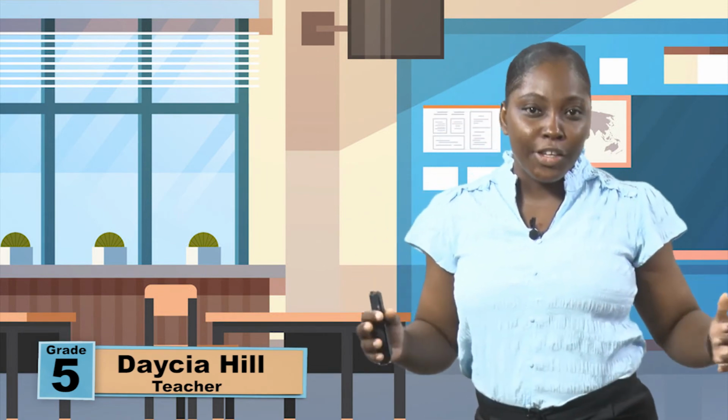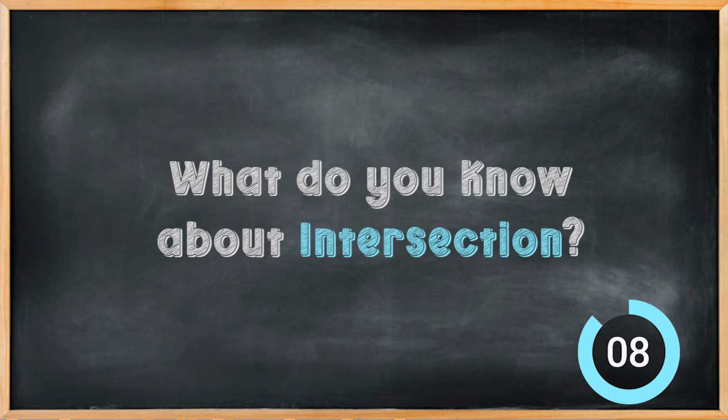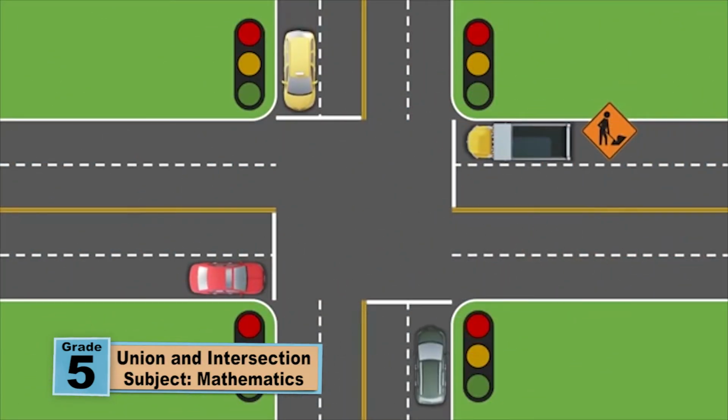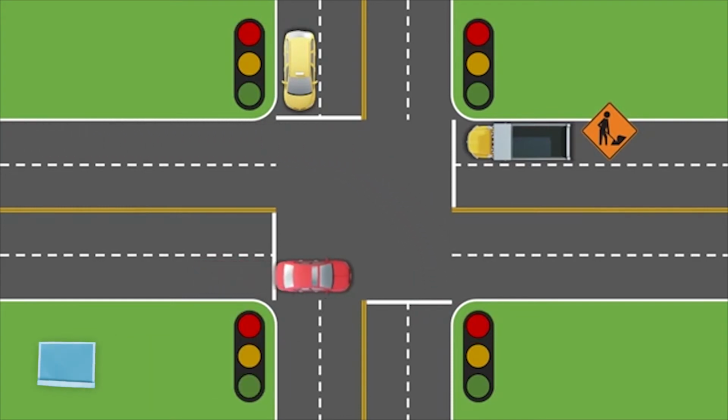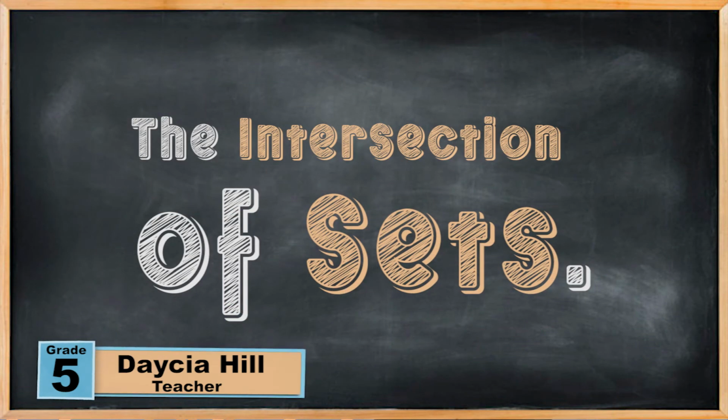Sometimes when you're traveling on the road, your parents would say, we are at an intersection. What do you understand by that? Think about that a little. Okay, if you said an intersection is where two roads meet or cross, you are absolutely correct. So today we're going to look at intersection of sets.